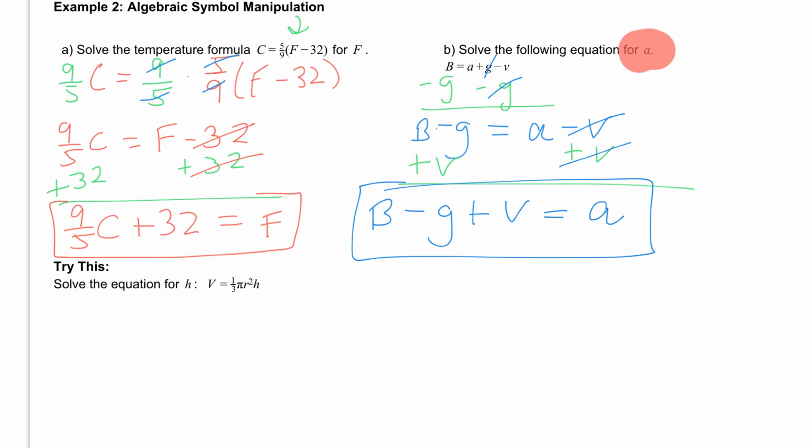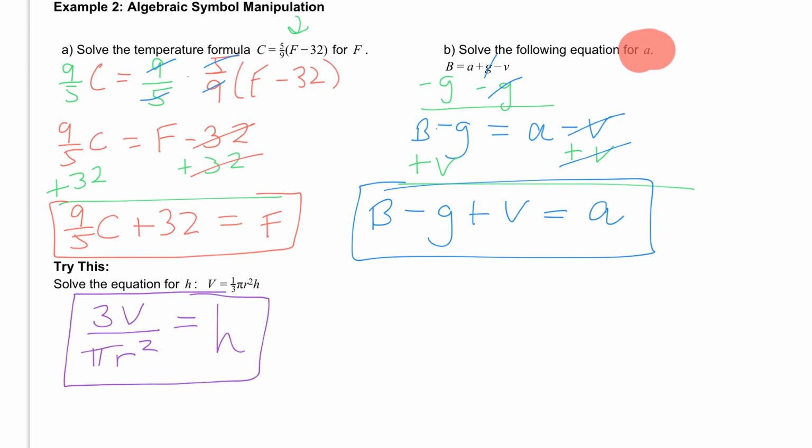I want you to do the try this. So pause it, and then you can check your answer in just a second. If you did the try this correctly, you should get 3V divided by pi r squared equal to h. If you did not get this, please raise your hand and ask for help, and I'll come around and explain it to you.